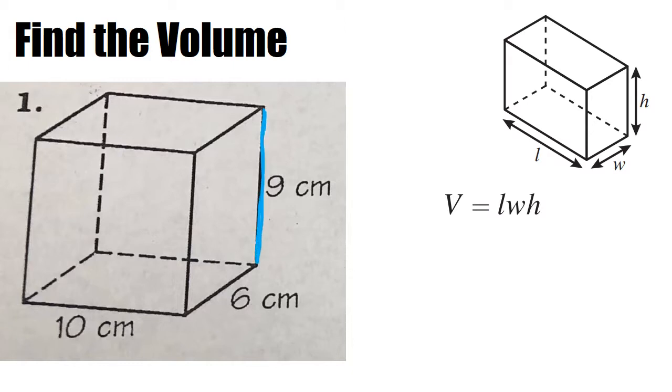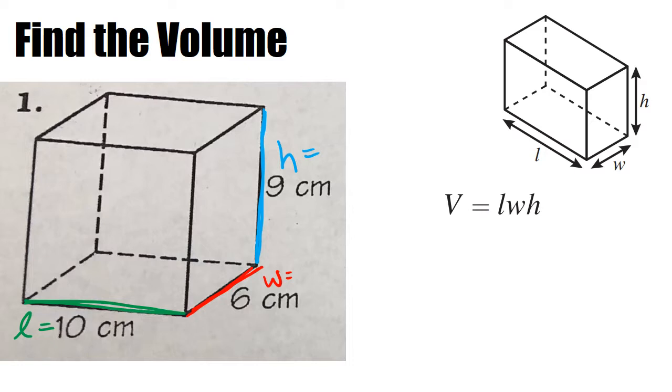My tallest piece is going to be 9, so my height is going to be equal to 9 centimeters. I'm going to do my length here as 10 centimeters. And then I'm going to do my width is 6 centimeters. So the reason why I do this first is it's going to help me not only for volume equation, but also for surface area.